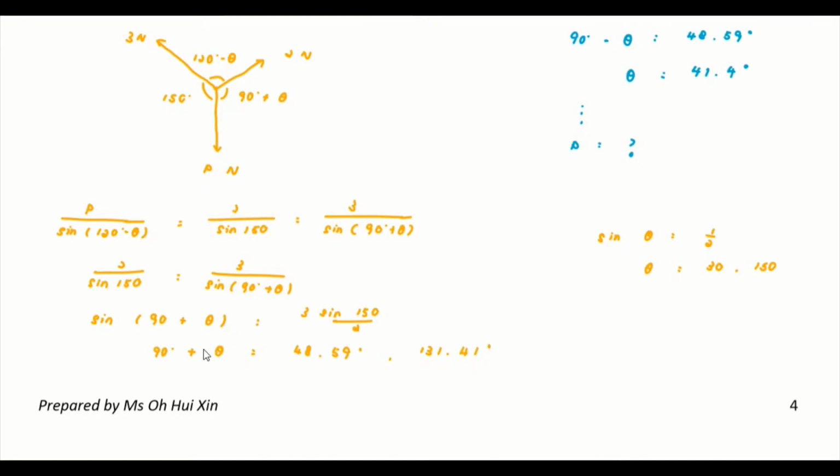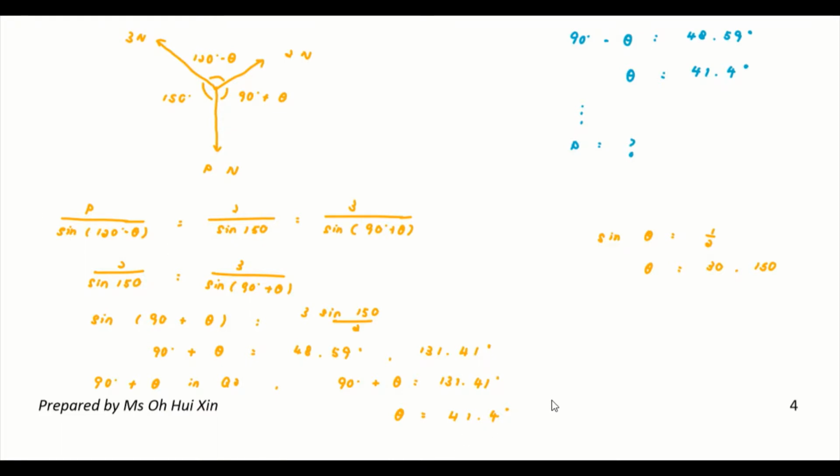Because we know that 90 plus theta has got to be a number that is in the second quadrant, we take 90 plus theta is equal to 131.41. By solving this, you'll now get a positive answer, which is 41.4, which is exactly the same thing as this. Okay, so after that, the P1 will be just the same.